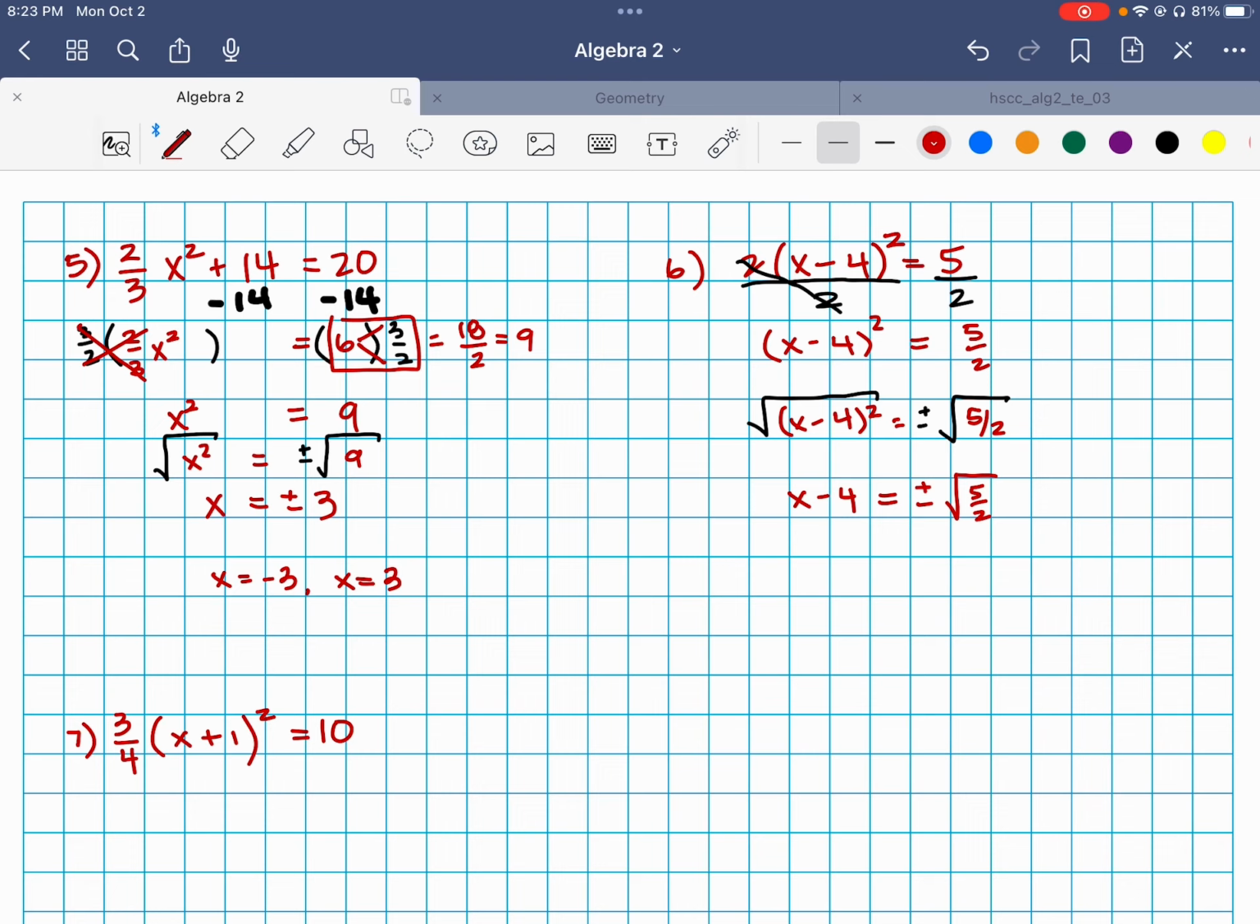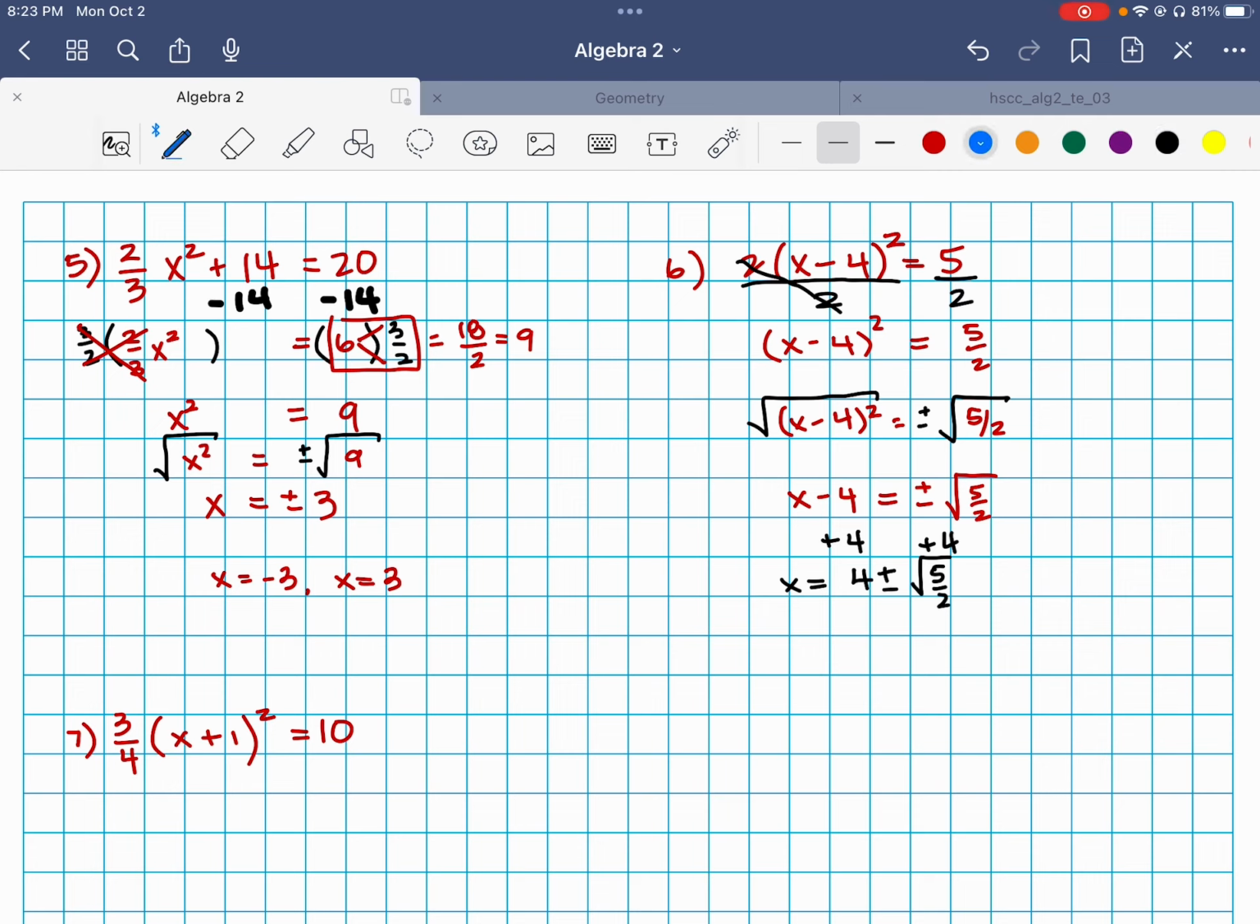The last thing I'm going to do is add 4 to both sides to get the x by itself, and this gives us two answers. x is equal to 4 plus the square root of 5 over 2, and 4 minus the square root of 5 over 2. Now, don't forget, we're going to rationalize, and we're only rationalizing the radical.